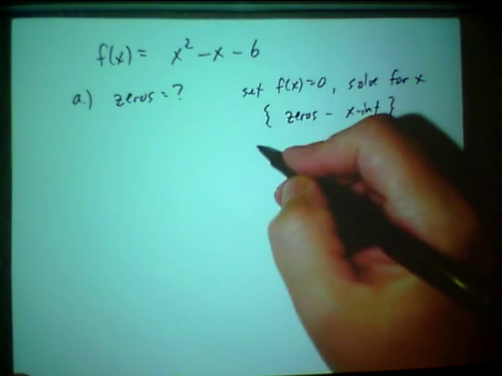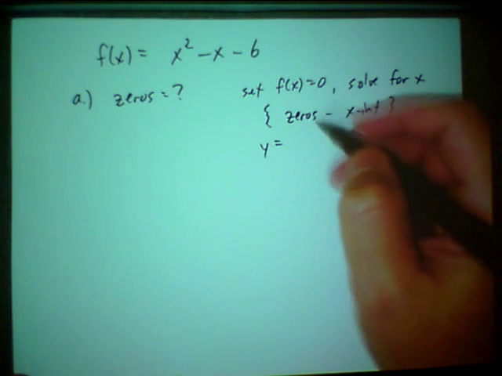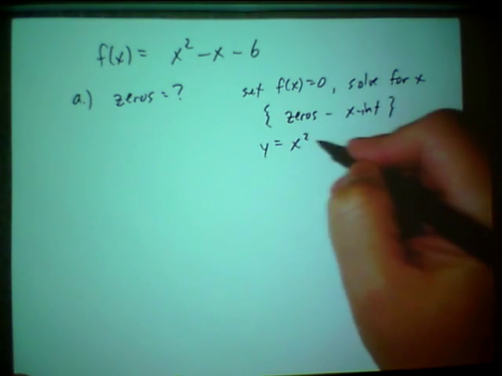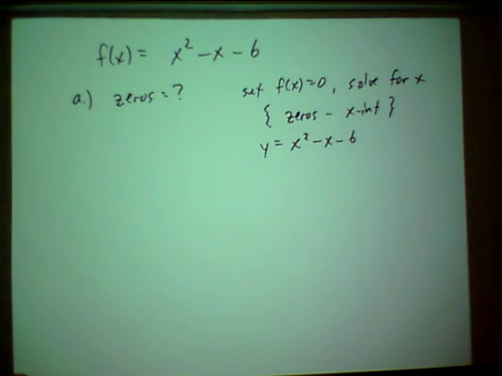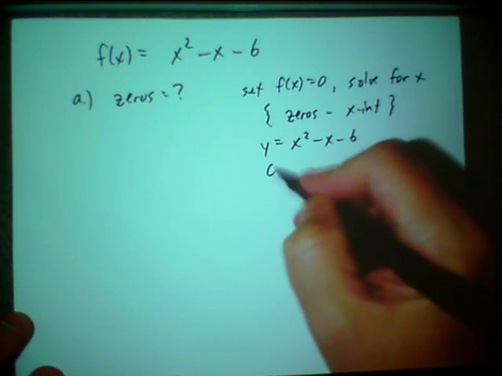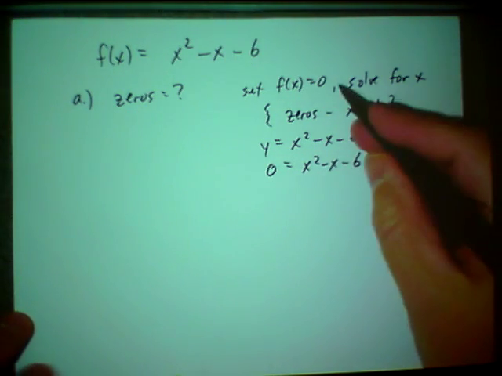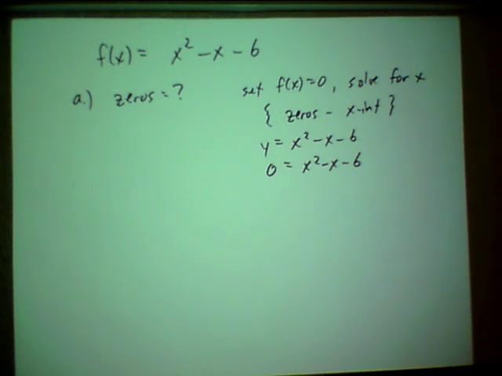Just to make it very clear, if I took that equation and changed my f of x to y, so y equals x squared minus x minus 6, and I asked to find the x-intercepts, what would we do? We would set y equal to 0 and solve for x. That's the same thing we're doing up here when we find the zeros. So when they say find the zeros of x, or they ask you the x-intercepts, same thing.